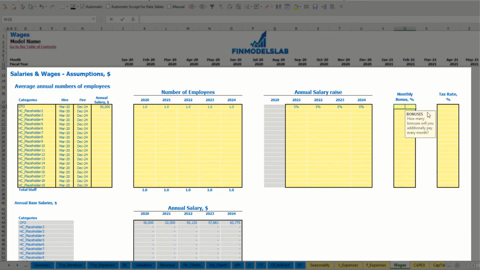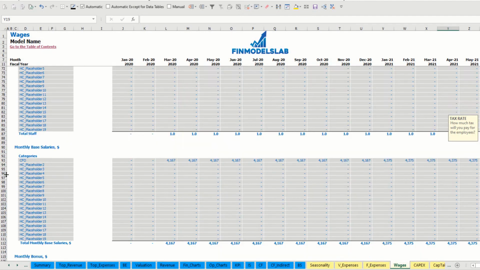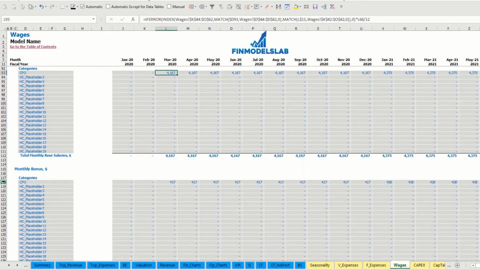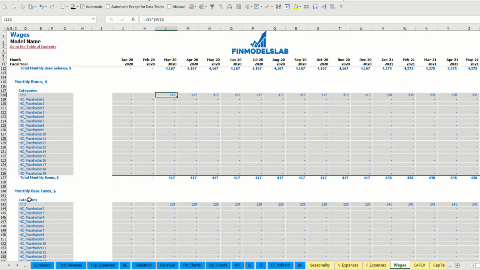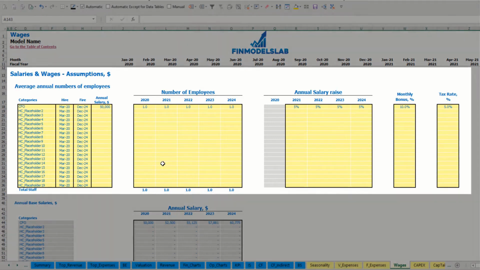Let's set up a 10% monthly bonus and 5% tax rate. So you may see below the calculation of salary broken down by months, the monthly bonus, which is 10%, and 5% of monthly taxes related to the payroll.